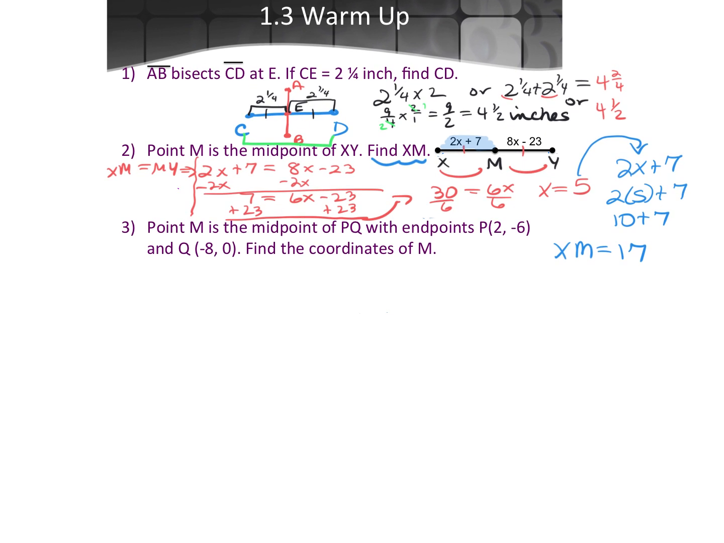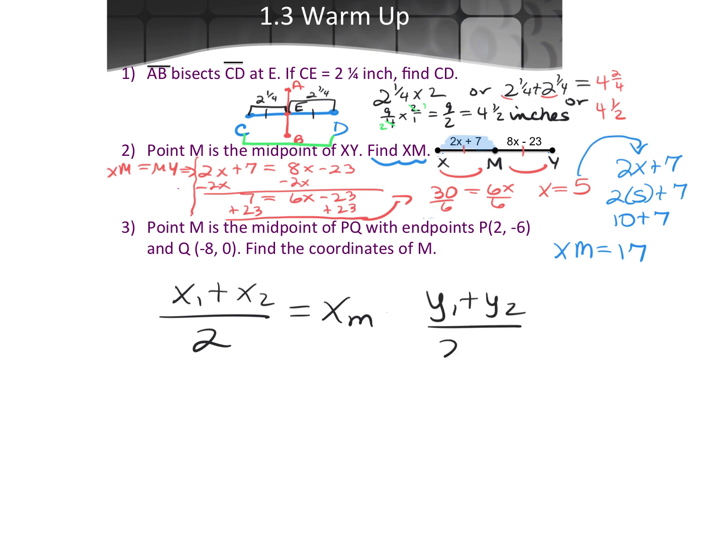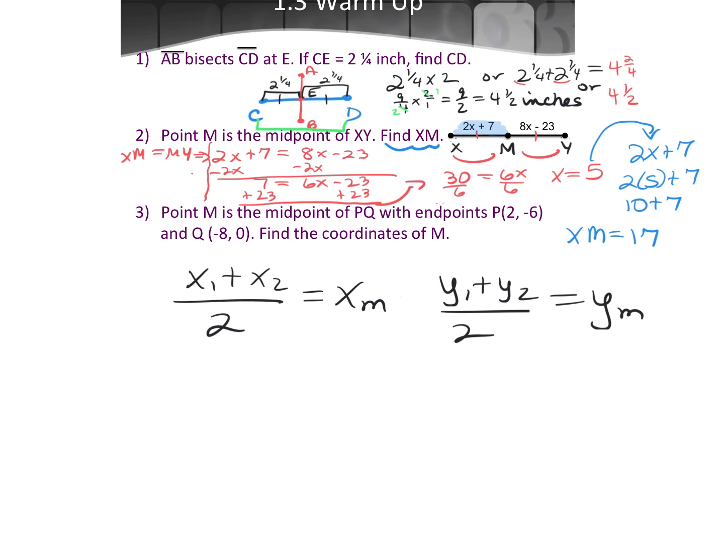Then number 3 says point M is the midpoint of PQ, and they gave me the two endpoints. It wants me to find the coordinates of M, which is the midpoint. Remember, the formula is x1 plus x2 divided by 2. This gives you the x of your midpoint. Then you'll find the average of the y's, and that'll give you the y of the midpoint. So I'm going to go ahead and label my two endpoints. This one I'll say is my (x1, y1), ordered pair number 1, and endpoint Q will be my (x2, y2).